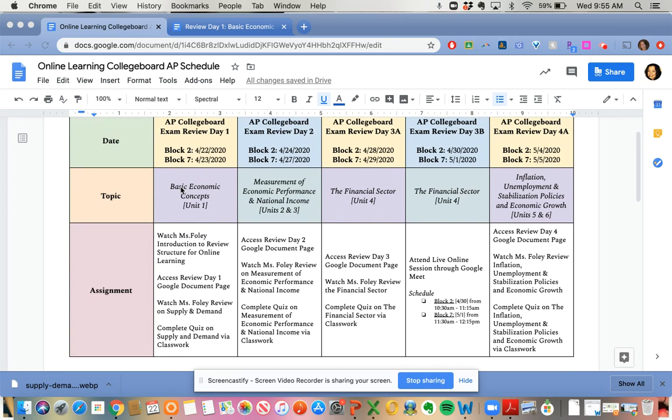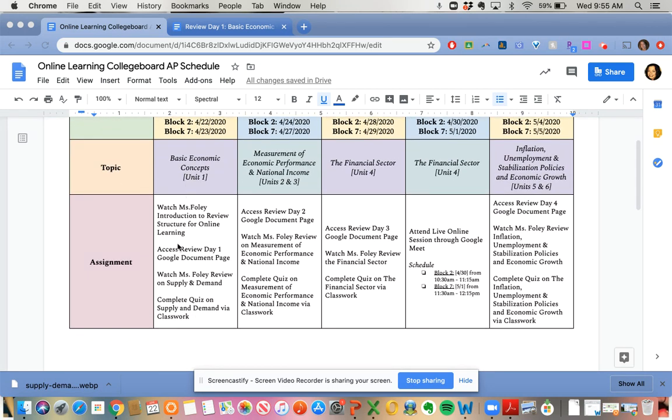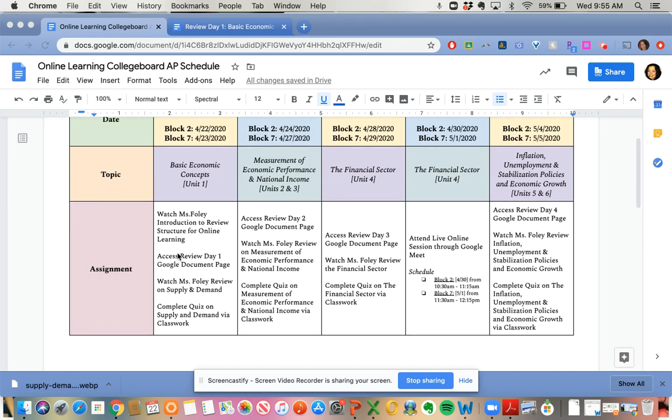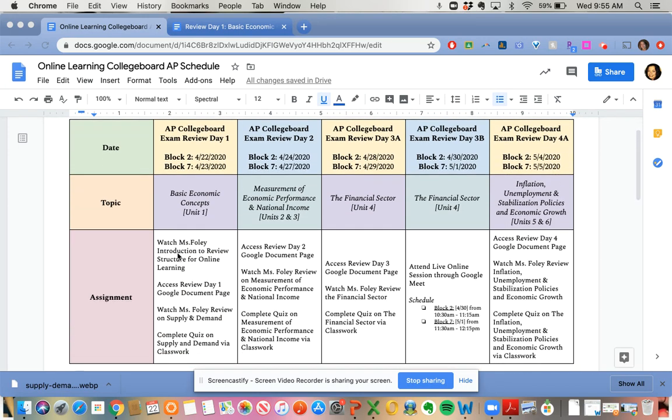So every day you'll have your date, your topic, and what you need to do. Kind of your checklist is this assignment page. What you need to do is watch the Ms. Foley introduction to review the structure for online learning, which you're doing right now. Good job. You're going to access the review day 1 Google document page, which we'll do in a few moments.